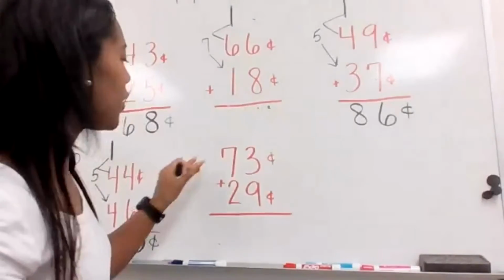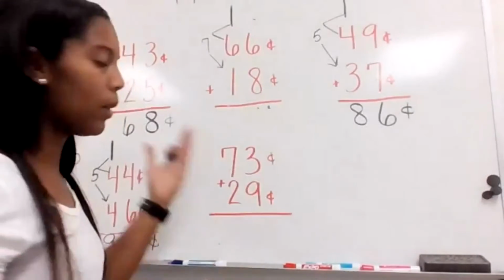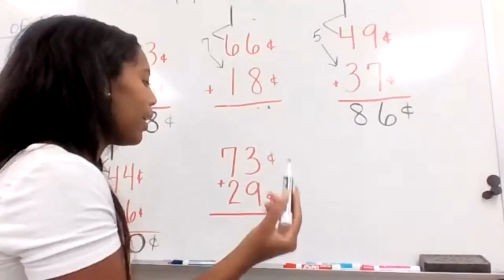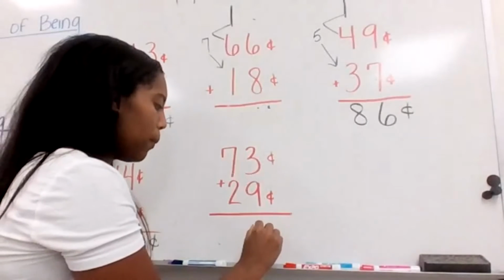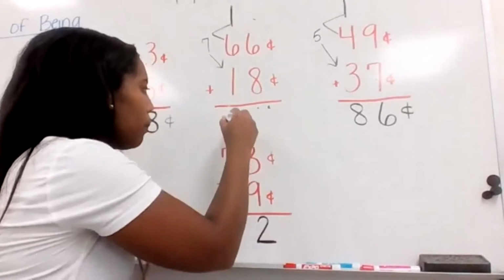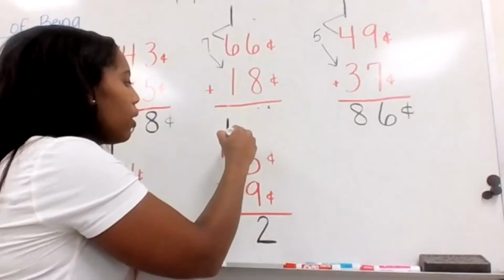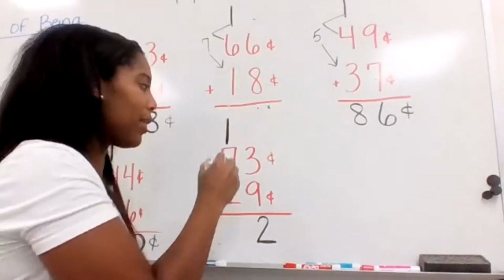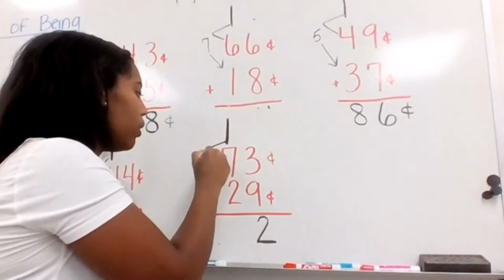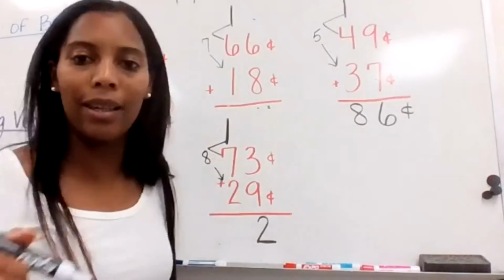So I have 73 plus 29. I start in the back like normal. 3 plus 9 equals 12. So I put my 2 like normal, then I put the 1 on top. Then I go ahead and add my front numbers. I had 1 plus 7 is 8. Then 8 plus 2 is 10.